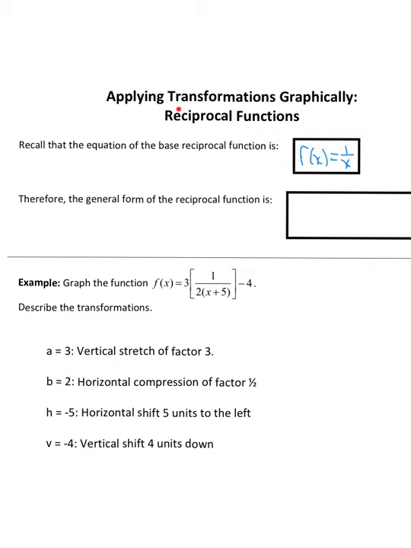In this video, we're going to apply transformations to reciprocal functions. To begin with, let's recall that the base reciprocal function is f of x equals 1 over x. So therefore, for the general form of the reciprocal function, we replace the x with b times x minus h. In the base function, x is in the denominator when 1 is the numerator. So again, 1 is going to be the numerator. We then put that in brackets and multiply it by a and add v.